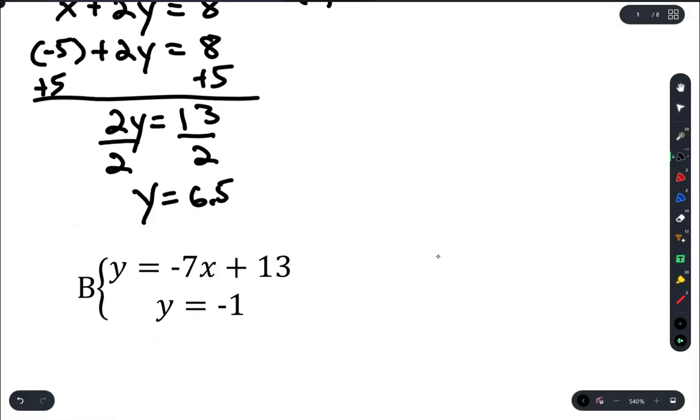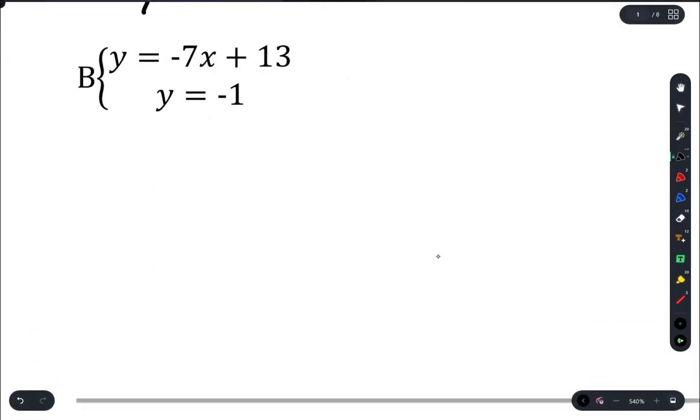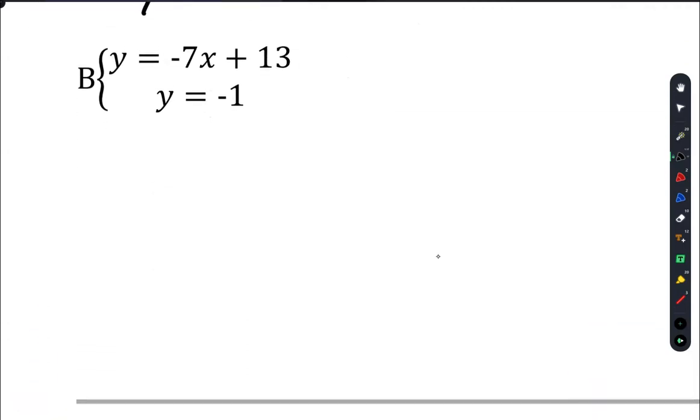All right, let's take a look at B. Now with B, instead of giving us the x, they give us the y. So I'm going to write out this y is equal to negative 7x plus 13. And I'm going to replace this y.